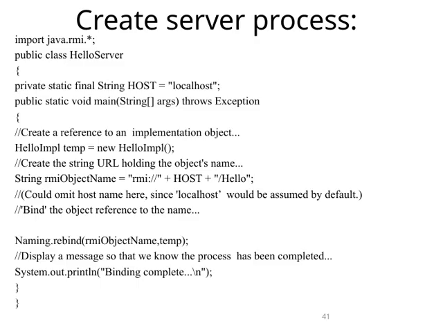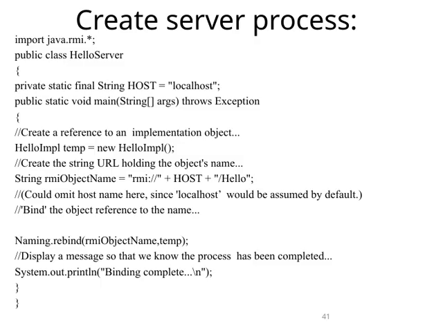methods. Then, we construct a string called rmiObjectName, which is the URL that will identify our remote object. Here, we use the format rmi:// plus the host, and then add hello as the name of the object. It's worth noting that if we omit the hostname, localhost would be assumed by default, simplifying the URL.